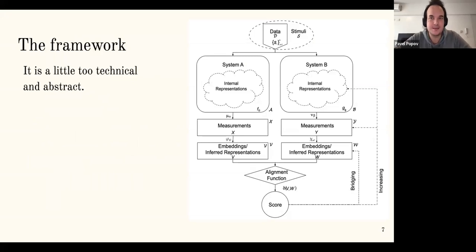So this is the framework they propose. It looks quite technical and fairly abstract, and probably it's not a good idea to spend too much time on it, but I think I'll say a few words. It looks so abstract because it is supposed to fit research in different domains, and in different domains, different problems arise. So, for example, if we were handling a machine learning problem, systems could be machine learning models, and the measurements could be just activations on different layers.